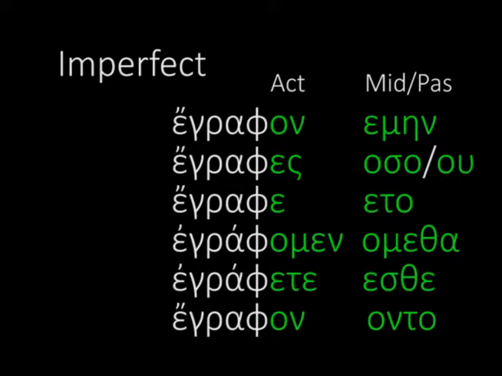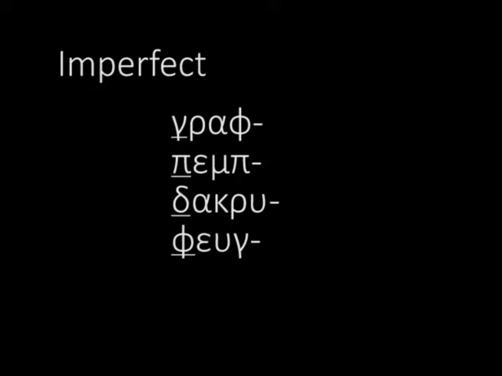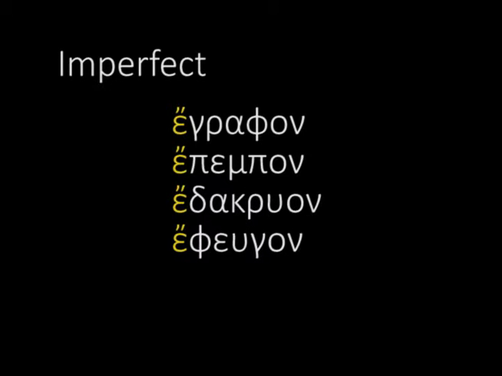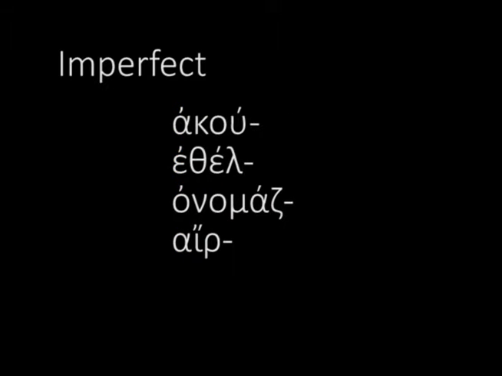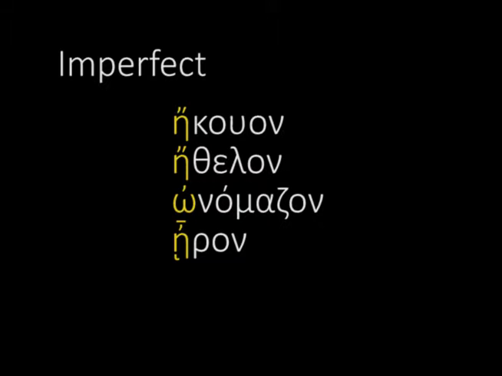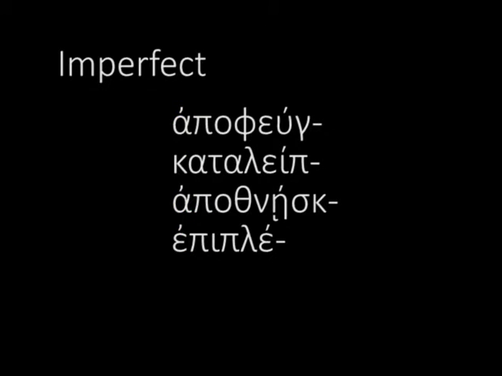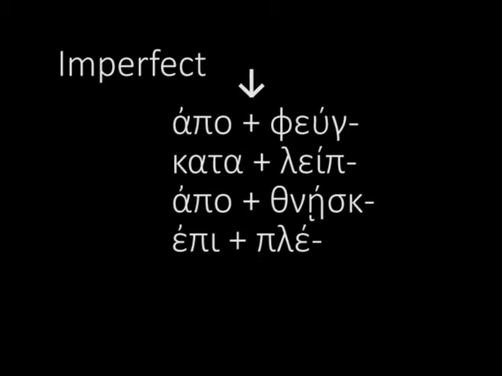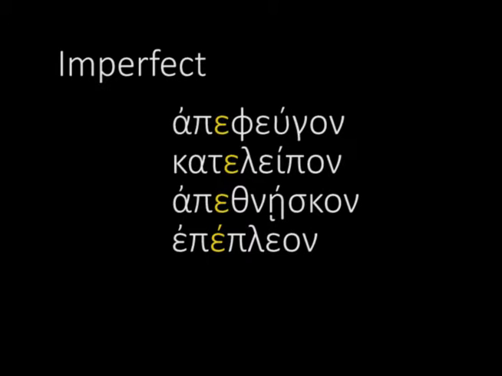The ending doesn't change much word to word, and they were always there. The augment will change a little depending on what the stem of the verb starts with. If the stem starts with a consonant, the epsilon with a smooth breathing mark will just be added to the front of the stem. If the stem starts with a vowel, the augment will lengthen whatever vowel is on the front of the stem. One last thing to note is that when an augment is added to a verb with a prefix, the augment will come after the prefix.